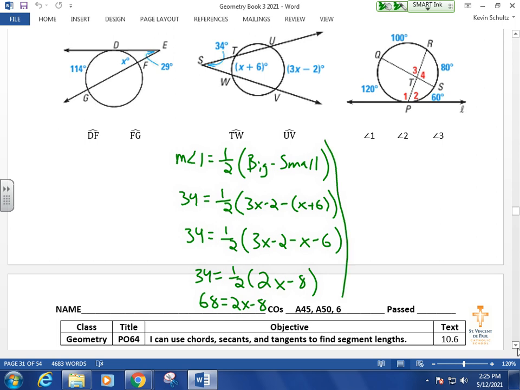angle 1 is part of that tangent line. And the formula for that is that angle is going to be half the measure of the arc that it creates. The arc that it creates is PQR. And that measure of PQR is 220. So half of that is going to give us 110.